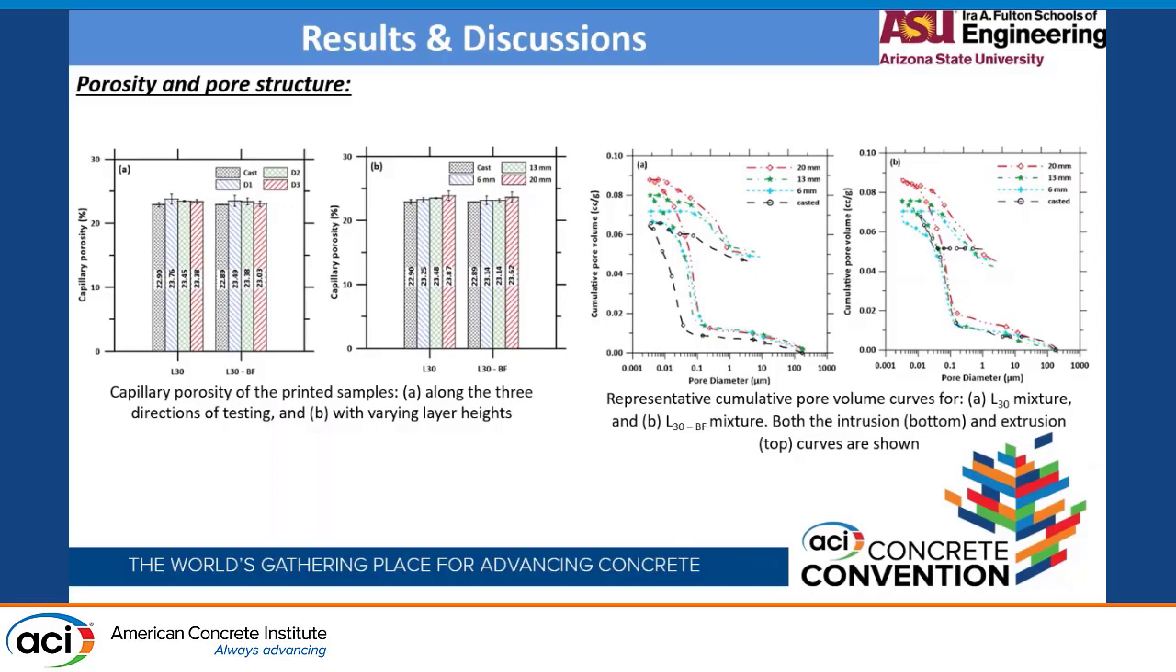This is because when we are using a smaller layer height, the hopper provides a consolidation pressure to lay down the layers, which helps in reducing the porosities. But when we move on to larger layer heights, such as 20 mm, the pressure provided by the hopper is not as significant, and the porosity in the bulk region increases. Similar observations were made for the basalt fiber reinforced mixture, and graphs A and B provide both the intrusion and the extrusion curve of the MIP testing. The significance will be explained in the next slide.